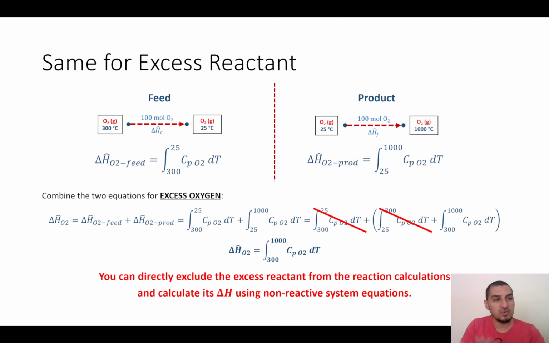Exclude all the inerts, all the excess materials, and include only what you have in the reaction in the hypothetical path, and use this shortcut for these non-reacting materials to calculate their delta H.